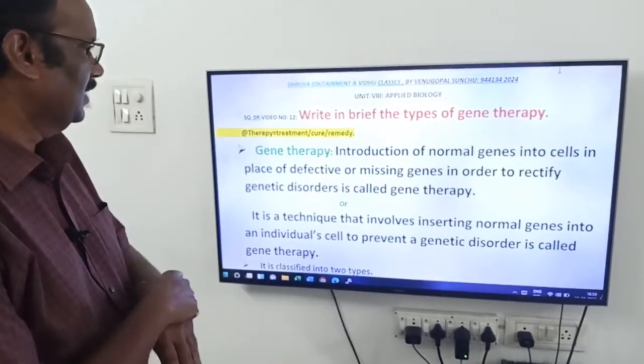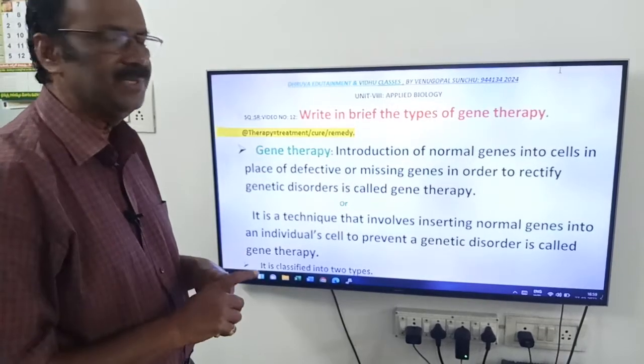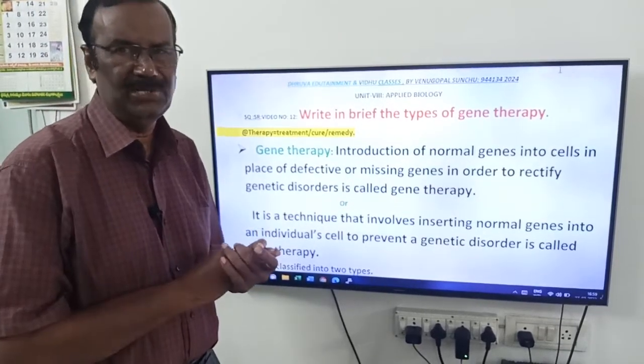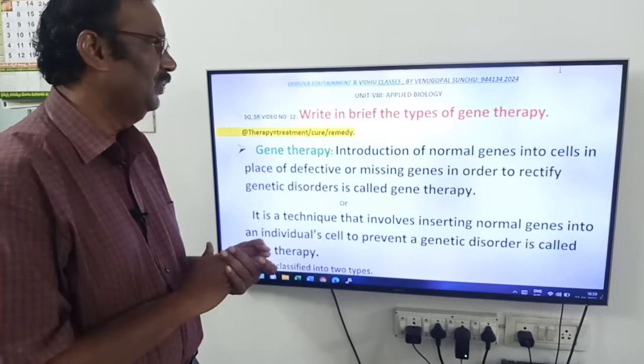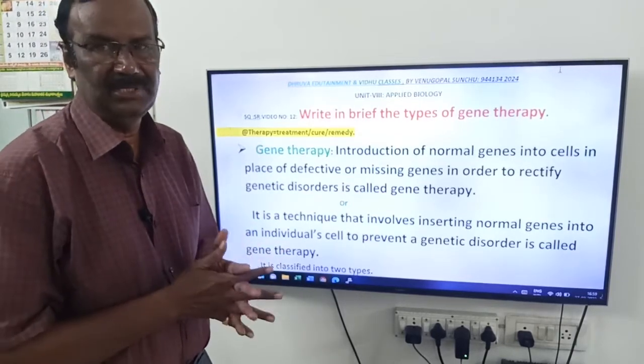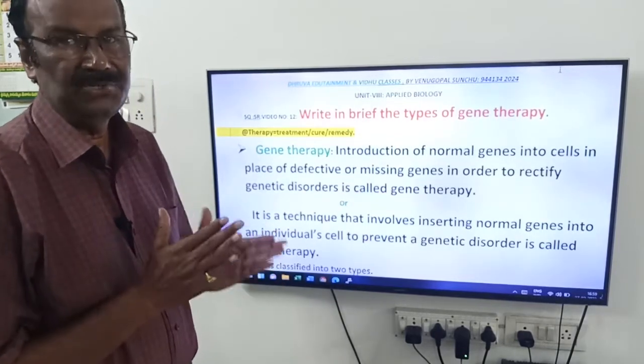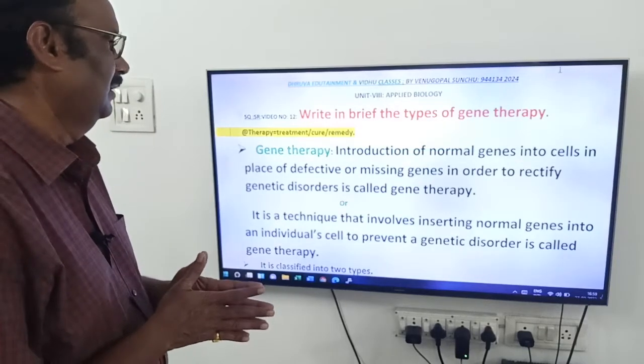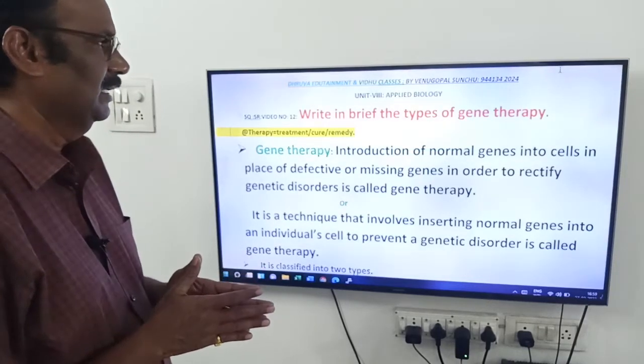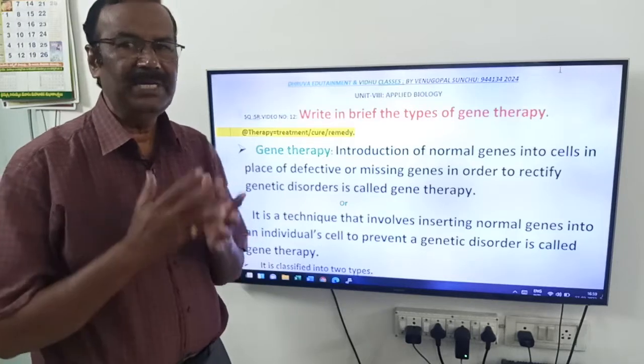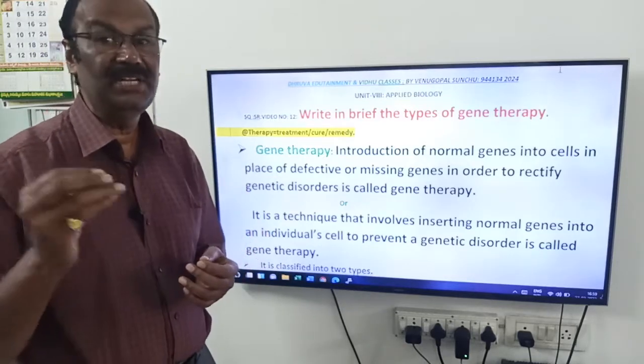This is a 4 marks question, friends, a short question from senior intermediate second year zoology, from Unit 8, applied biology. Friends, this is a general question. What is our question, friends? Write in brief the types of gene therapy.